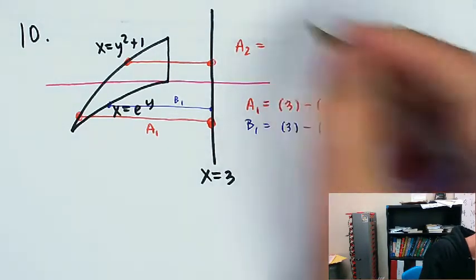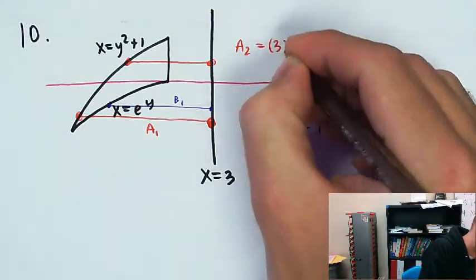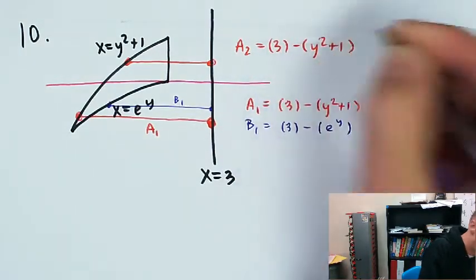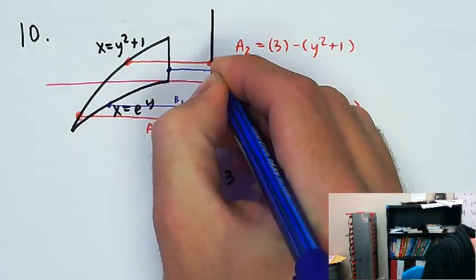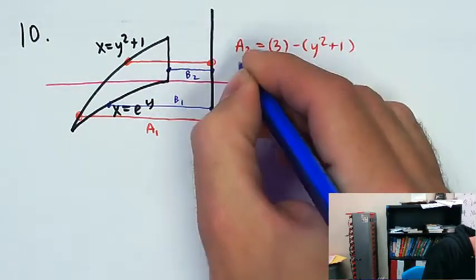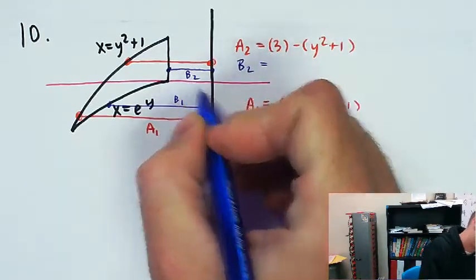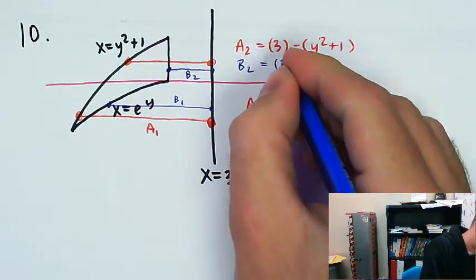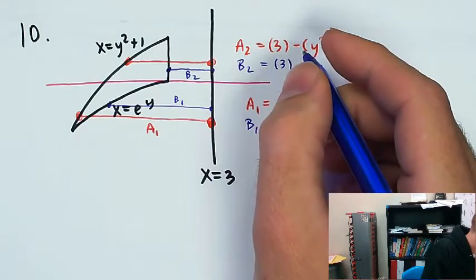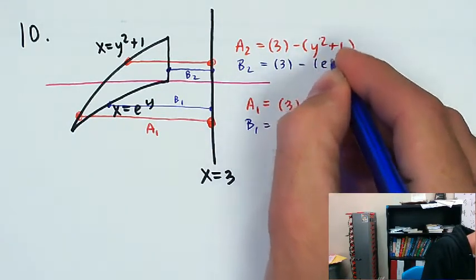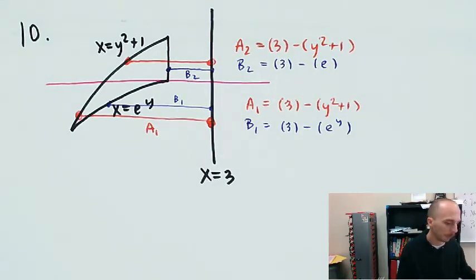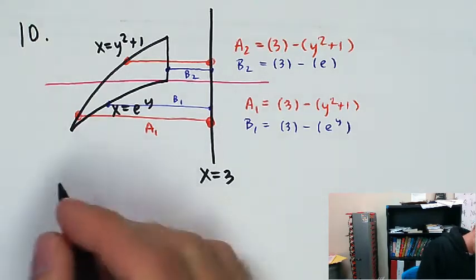hold on, what's going on here? Yeah, 3 minus y squared plus 1. But then the small radius up here, once it changes, that's going to become right minus left, x equals 3 minus that vertical line happens to be x equals e. And so I'm going to have to do these two separately and add them together.